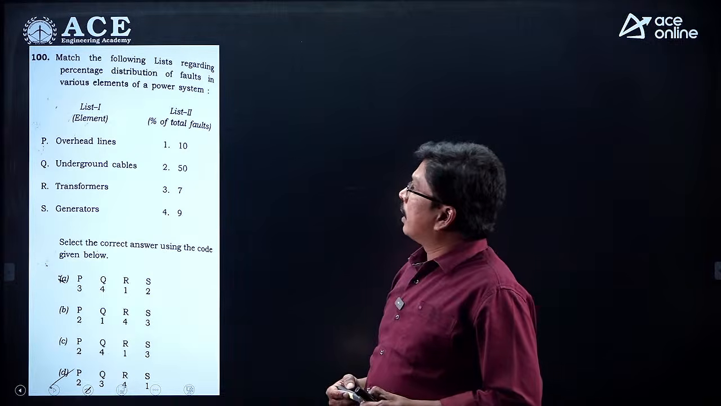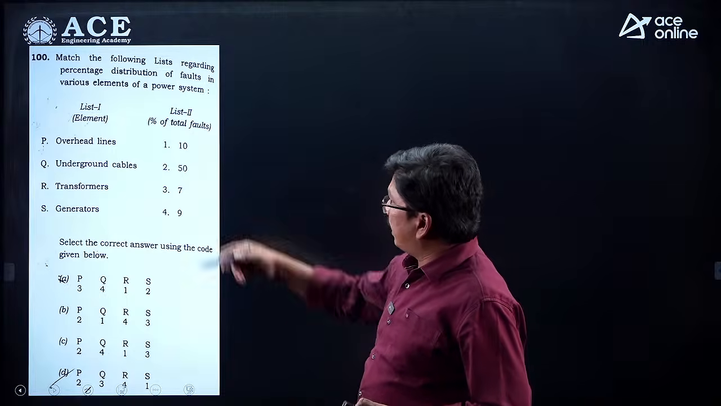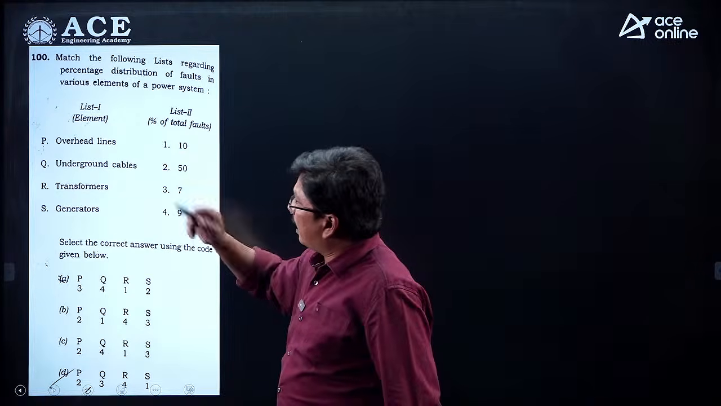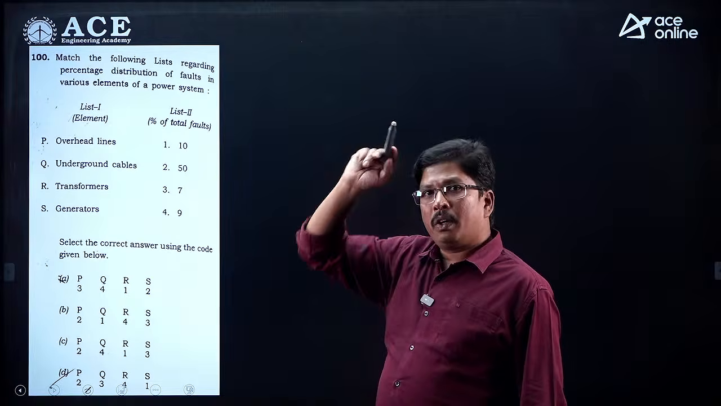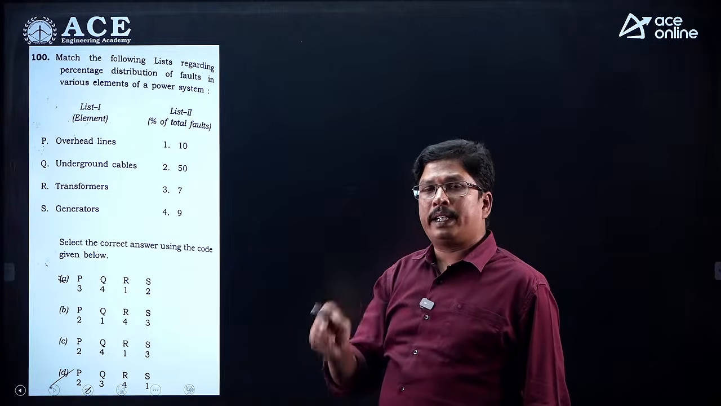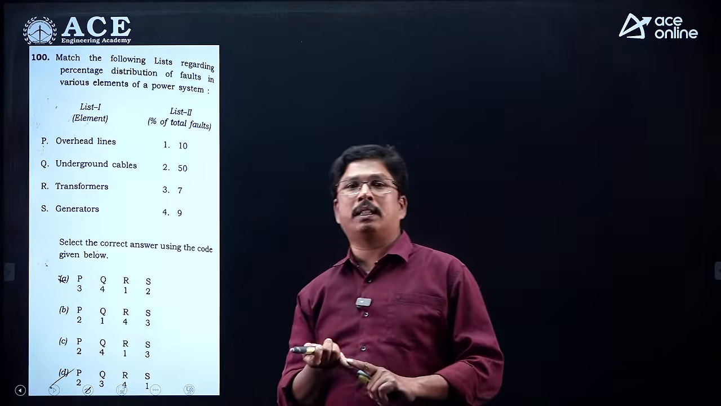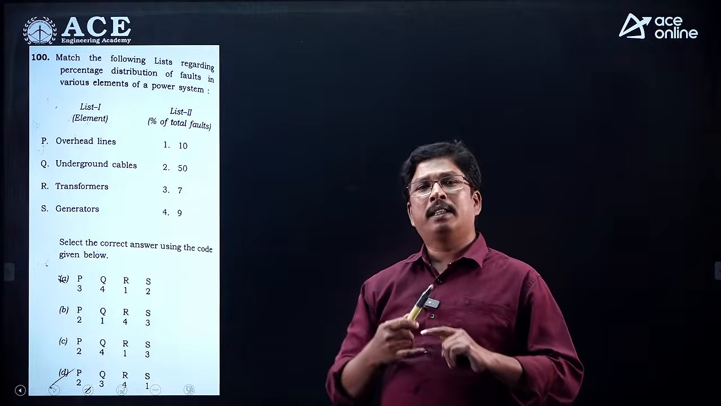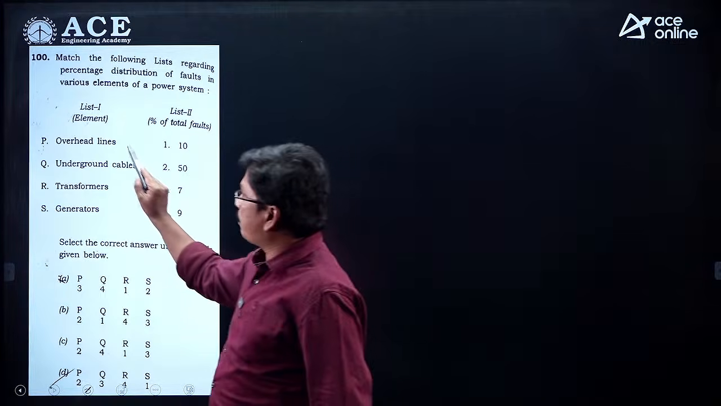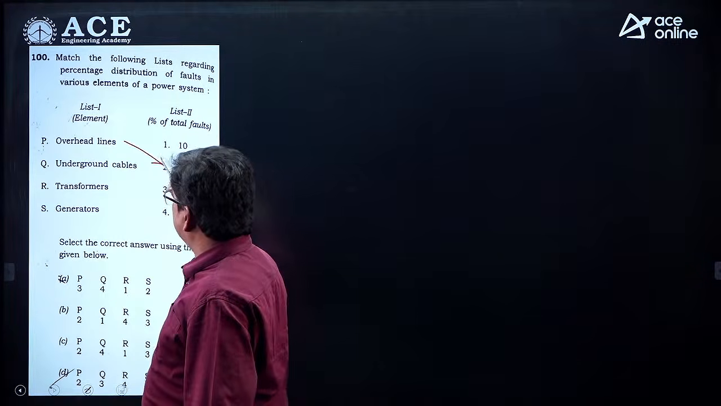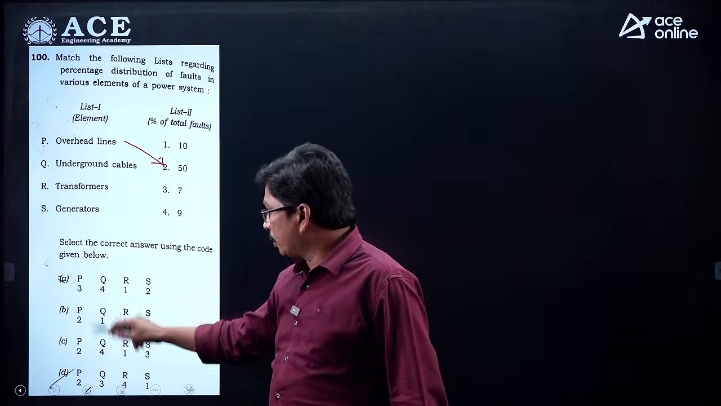Very simple question. Match the list here. First of all, the element overhead transmission line, where you are going to get the highest faults. We have discussed many times in the class, overhead transmission line is an open system. Faults because of snakes, monkeys, trees. There are a lot of reasons we will get the faults in the transmission lines. So the highest probability will be transmission lines. Match this one, right? So that P2 will be there.